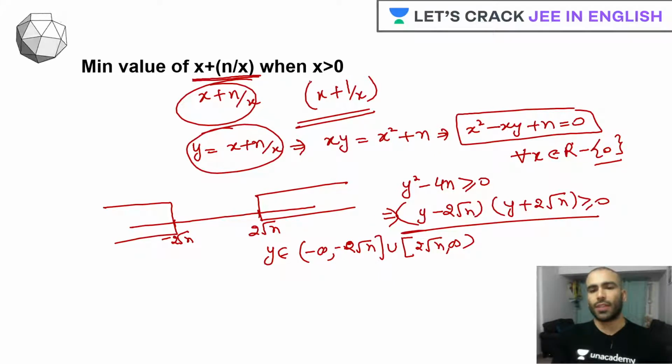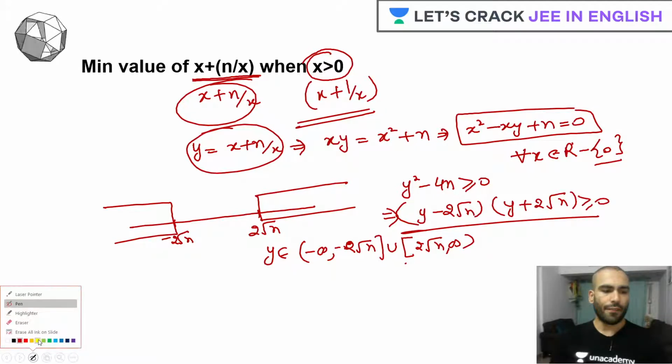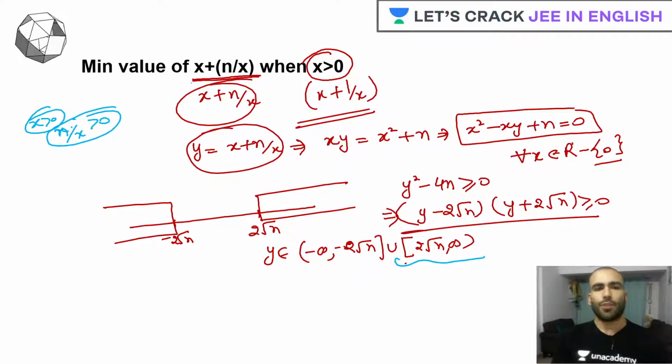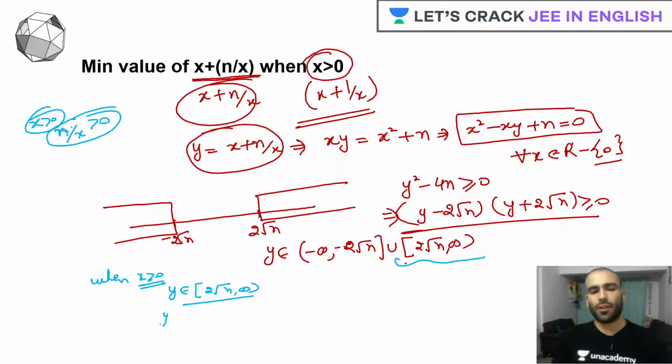Now look at the title. This is the value of y, this is the range. Now when x is greater than 0, you get these positive values of y. It's very obvious why. Your x is positive, so by default n by x also has to be positive, correct? Positive plus positive will give you positive. So when x is greater than 0, y belongs to 2 root n to infinity. So what is the minimum value here? The minimum value is 2 root n.